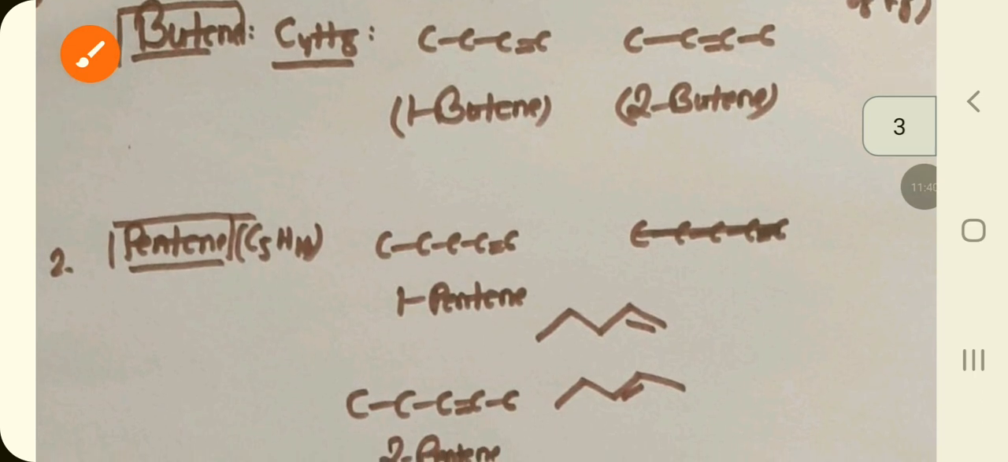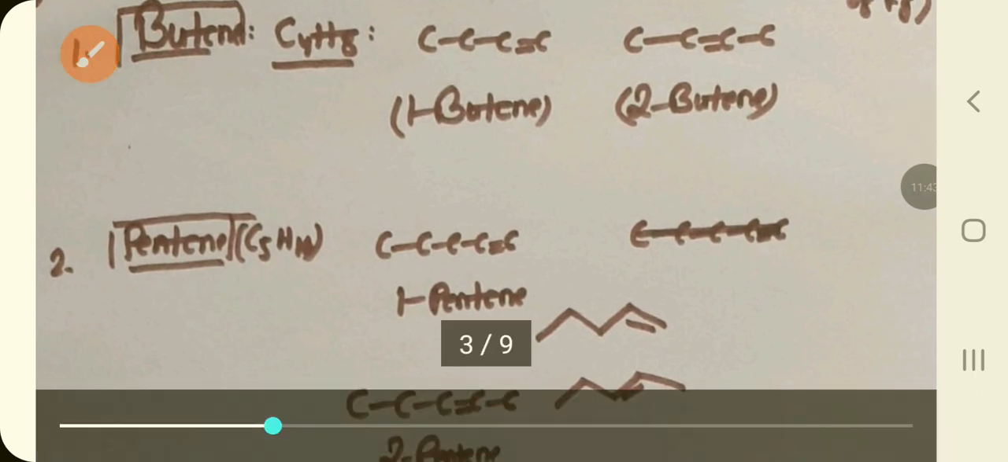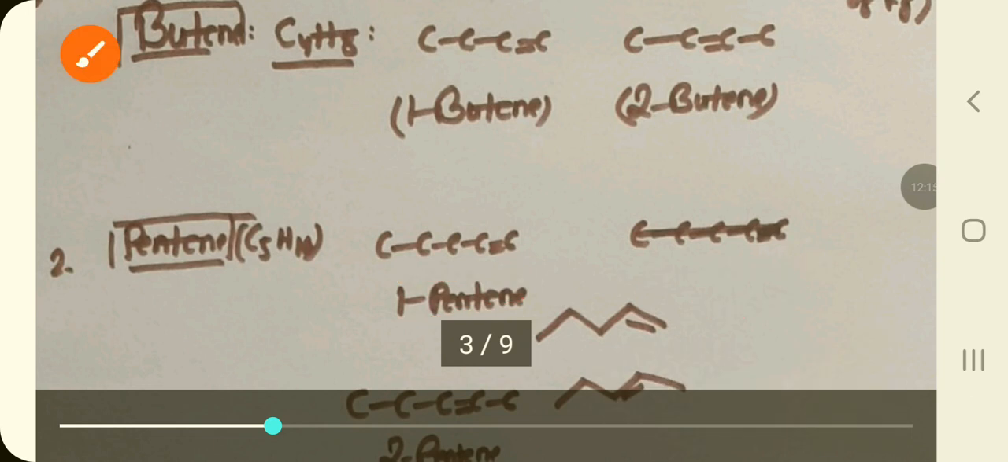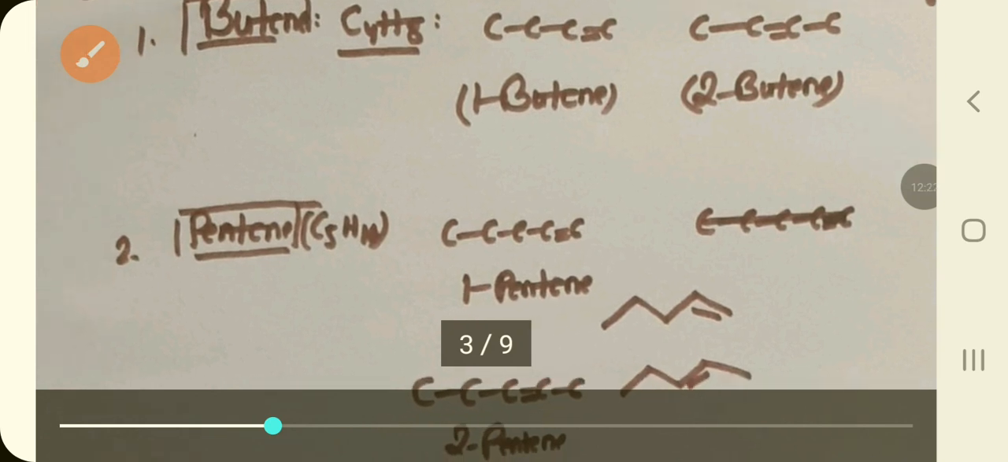Similarly, in case of pentene, we have this, the first one, 1-pentene, and the second one is like this. You can write it like this, and this is 2-pentene. The double bond position changes, it is 2-pentene. So these two are the position isomers of pentene.